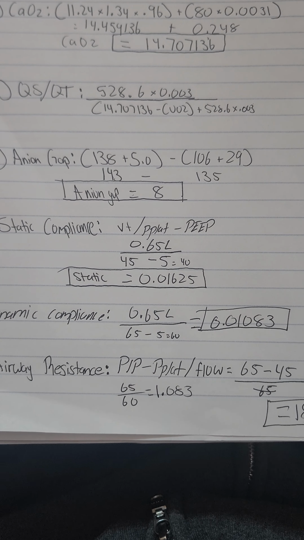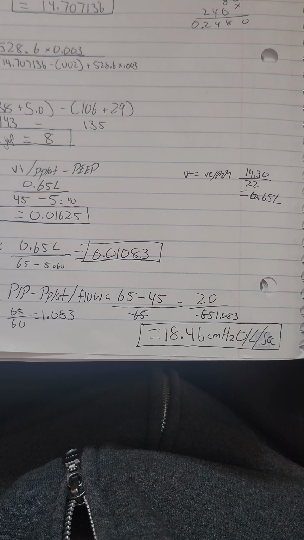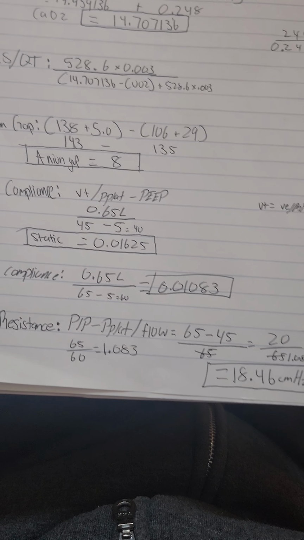And then for the airway resistance, it's your PIP minus plateau divided by flow. To find the flow, I did 65 divided by 60, and the answer I got was 18.46 centimeters of water per liter per second. And that's elevated, so that shows indication of airway obstruction.